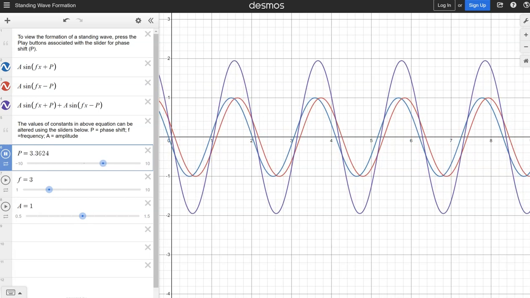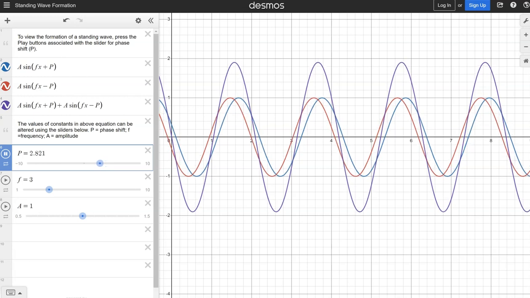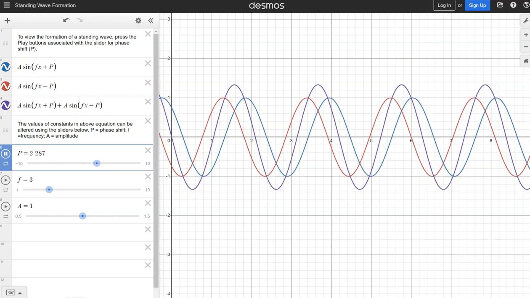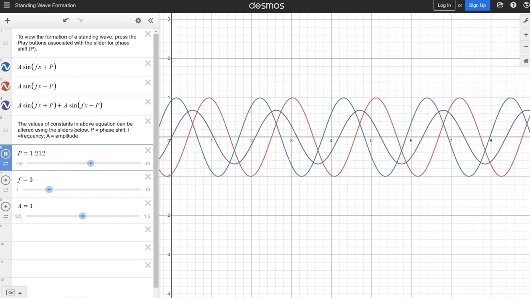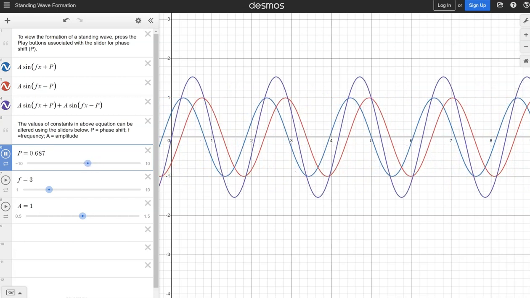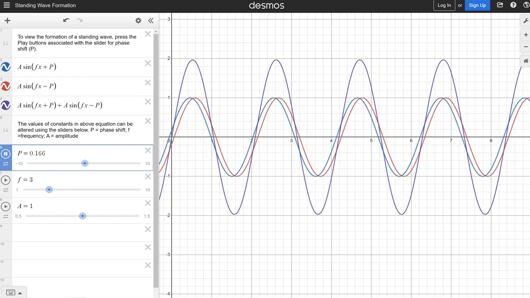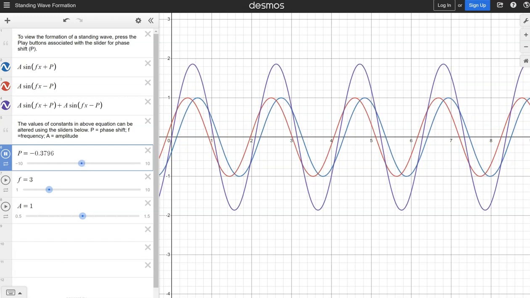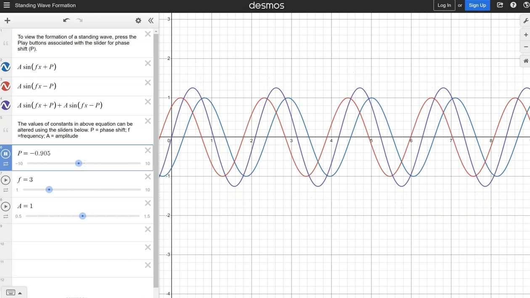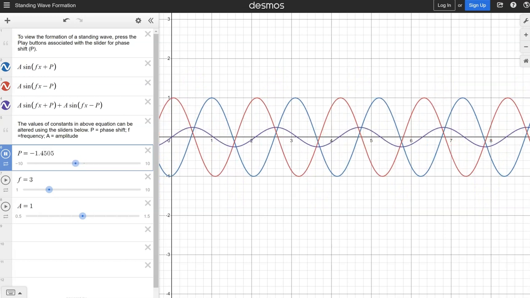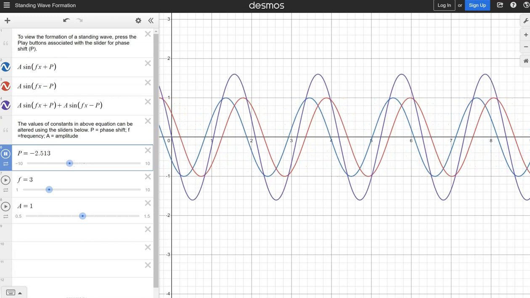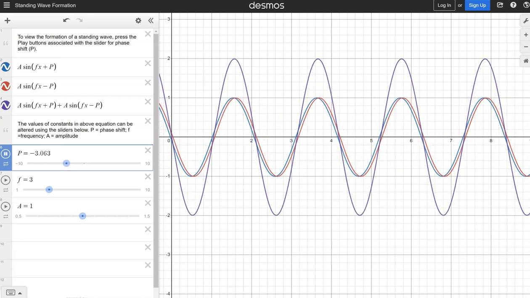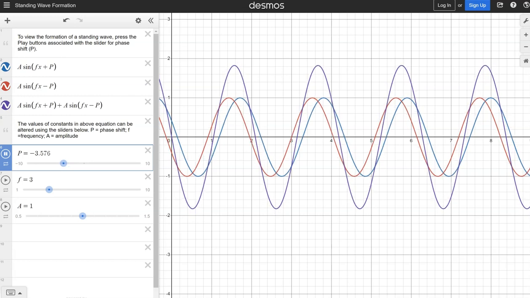So this is at a very, very slow speed. We have the red wave traveling to the left, the blue wave traveling to the right, and this purple wave is essentially not moving right or left, but the amplitude is changing. And it's changing because of how the red and blue waves are meeting up at any one location.